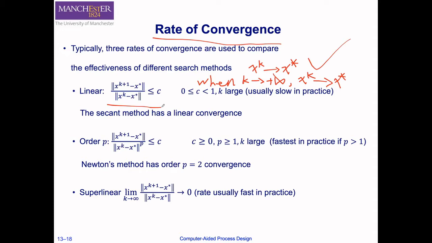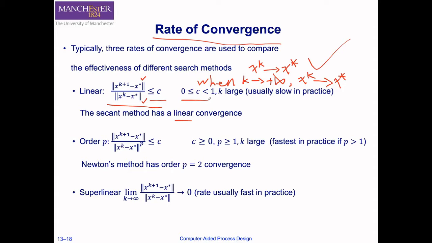If this condition is satisfied, then the rate of convergence is linear. In this condition, we use the error at iteration k plus 1 divided by the error at iteration k. This ratio should be less than or equal to a constant c. C is greater than or equal to 0 and less than 1.